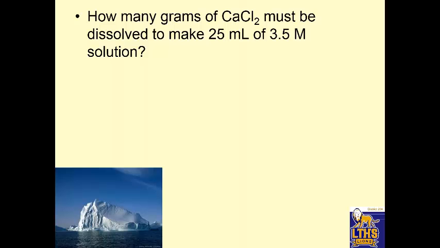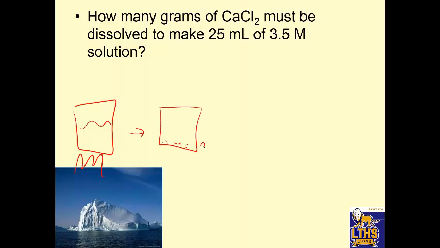Okay. Another way you can think about molarity problems is if I took a solution of calcium chloride and I heated it up, all the water would go away and I'd be left with salt on the bottom. We figure out how much salt that is. So calcium chloride is salt. So how many grams of calcium chloride do you have to dissolve to make 25 milliliters of 3.5 molar solution? Well, let's see. We want to make 25 milliliters. But wait, capital M means mole per liter. So we have to change milliliters into liters.